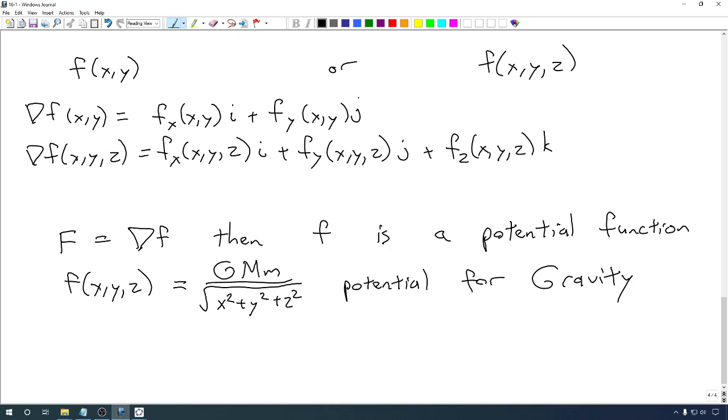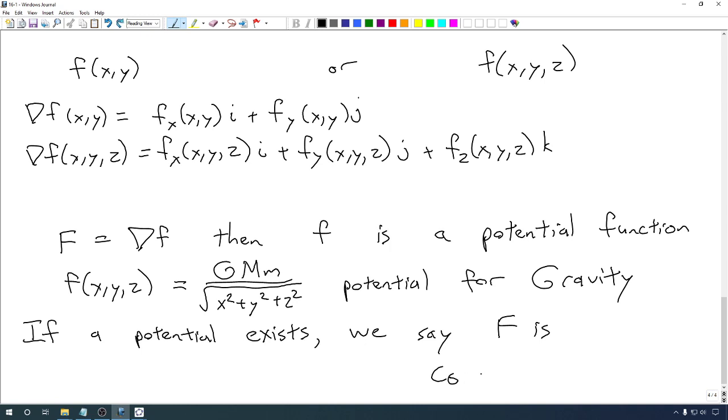If it is, if there is a potential function, we say that capital F is conservative. And conservative vector fields tend to be a lot easier to work with than non-conservative vector fields. But of course, we can't ignore the non-conservative ones.